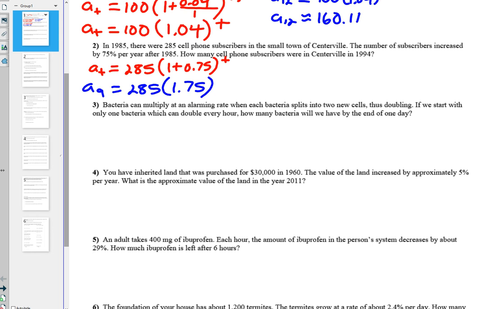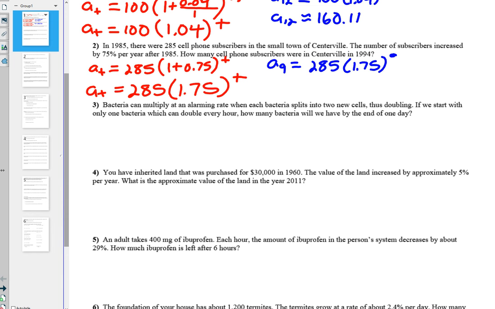So A of 9 is equal to 285 times 1.75. Oh, actually, you know what? Let me actually simplify this first. Let's make this 1.75 to the t. We had that issue on the quiz. If you are specifically asked to write the formula, let's write it in simplest form. And then we can put after 9 years, 285 times 1.75 to the power of 9.